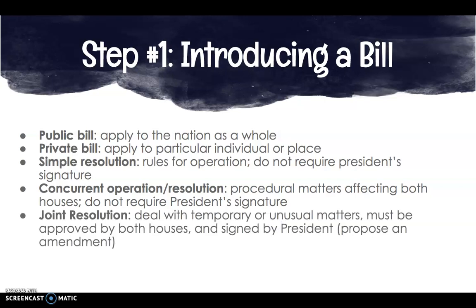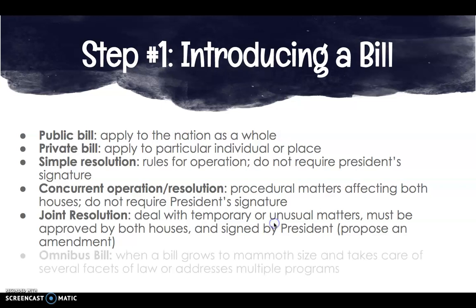Now, a joint resolution deals with temporary or unusual matters. It must be approved by both houses, and it must be signed by the president. So for example, proposing an amendment or continuing or emergency appropriation of funds. Those would be joint resolutions, and legally there is no difference between a joint resolution and a law.